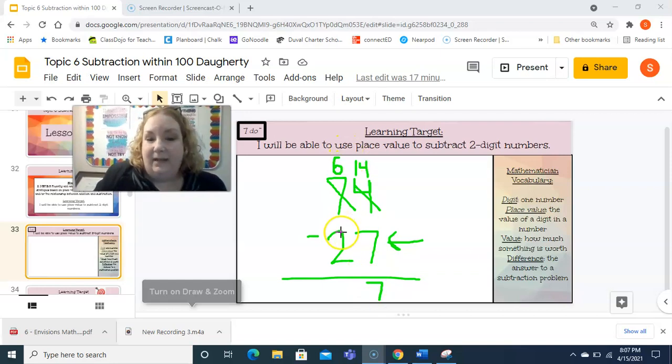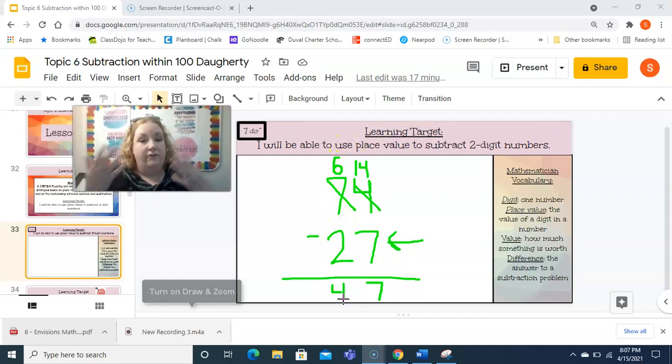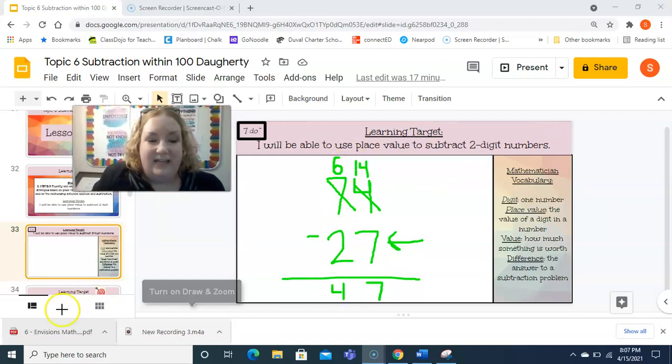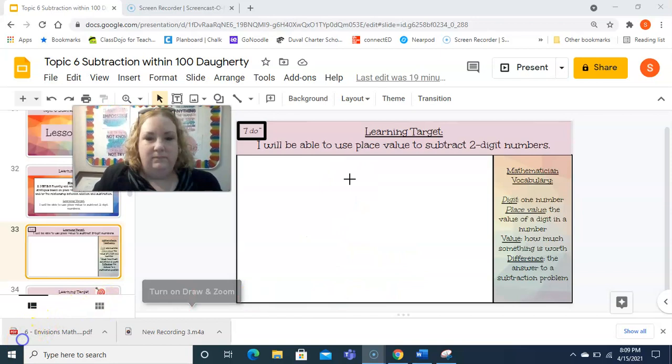And 6 minus 2 would be 4 for an answer of 47. Let's try another one. All right, let's look at the number 62 minus 19. I'm going to try not to write too big. I'm a big writer. I write really big.